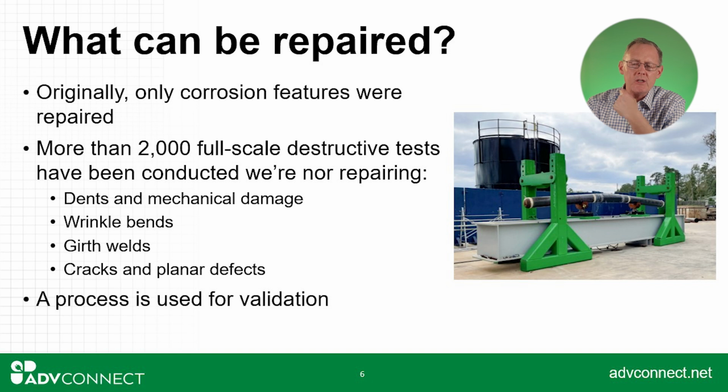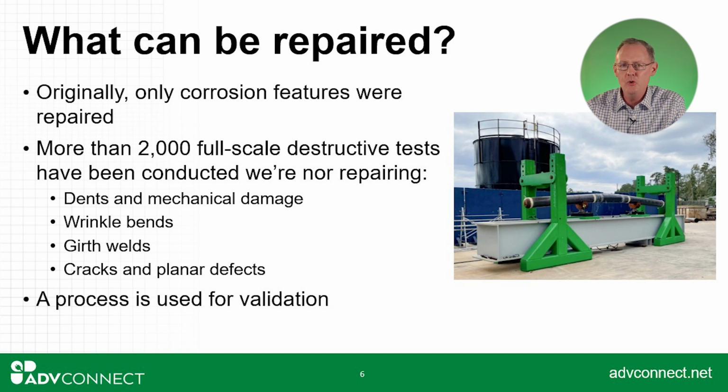So originally, as I talked about earlier, composites were used just to reinforce corrosion. That was going back in the early to mid 90s. And as we transitioned into the mid to late 90s, we started using them on dents and mechanical damage. And I kind of have a running tally. I'm reasonably good at math, being an engineer.